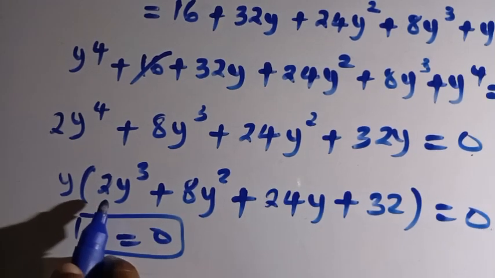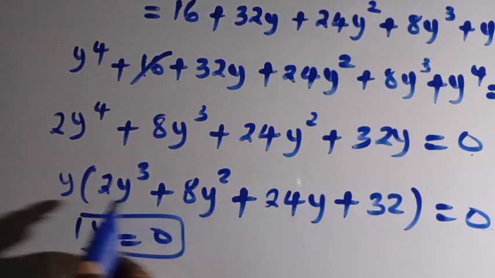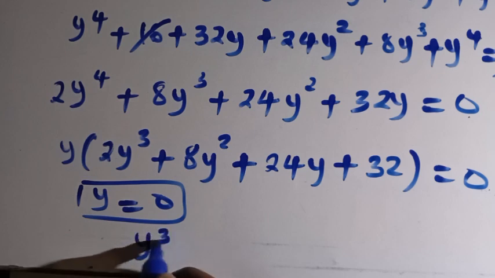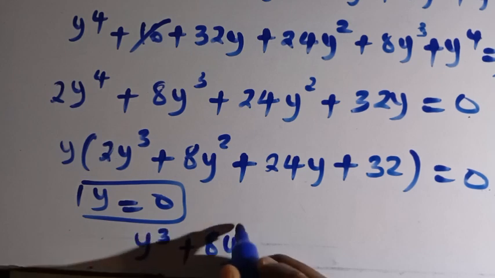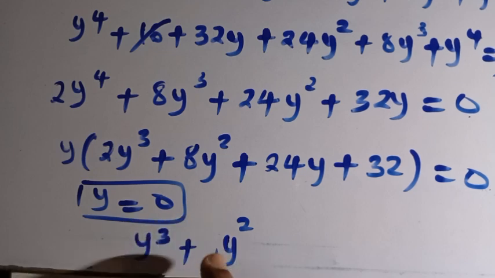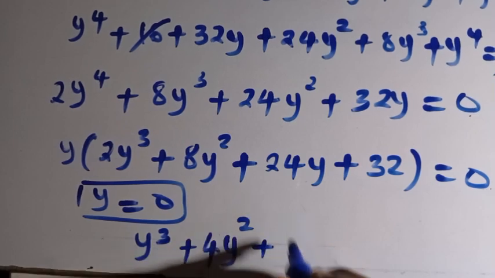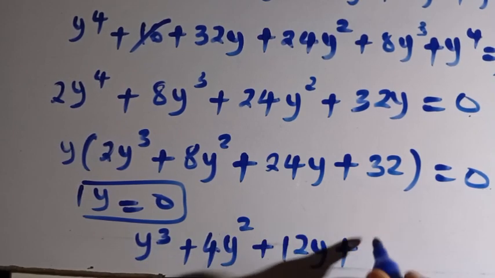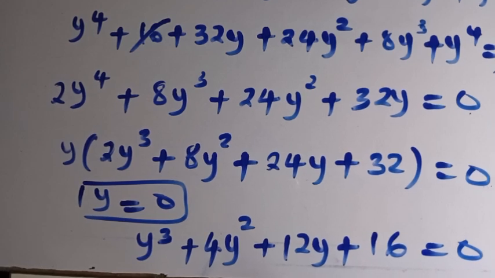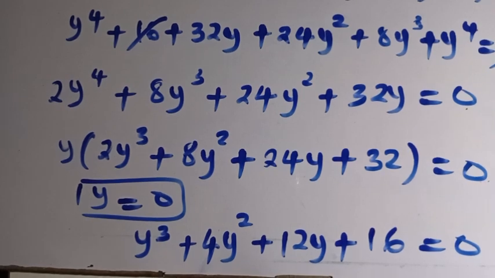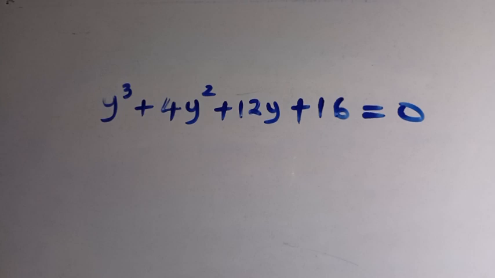And also from here, we can see that 2 is common to all of them. So when we divide the whole of this by 2, what we have becomes y^3 plus 4y^2 plus 12y plus 16 equals 0. So let's try and solve this cubic equation and see what we are going to get as the output. Let's try and find the 3 solutions for this cubic equation.